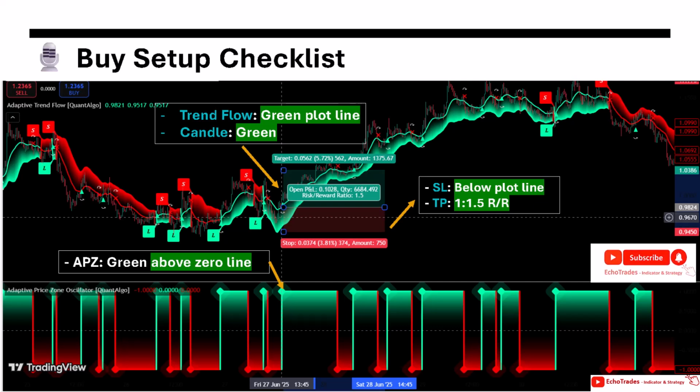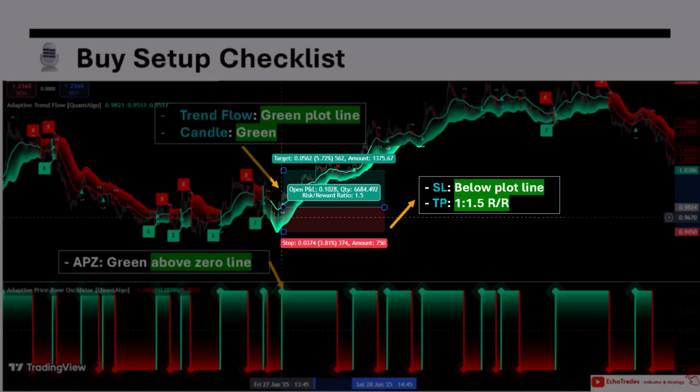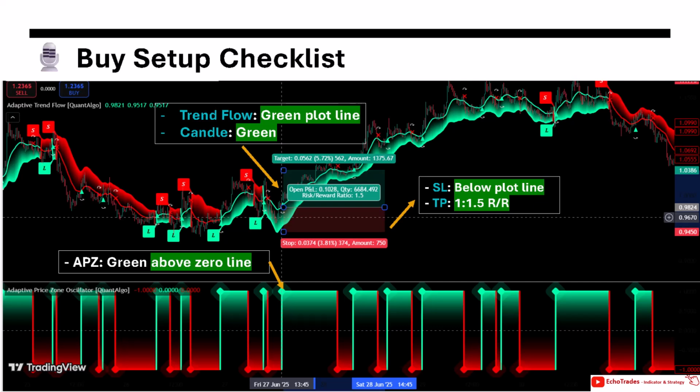What about managing risk? Stop loss. Good question. Set your stop loss just below the adaptive trend flow plot line. Gives a little breathing room, but defines a risk. Makes sense. Using the indicator itself as a dynamic level. And the target. Aim for a 1 to 1.5 risk-reward ratio. So if your stop loss is, say, 50 points away, you're targeting a 75-point profit. Okay, 1 to 1.5 RR, a standard disciplined approach.